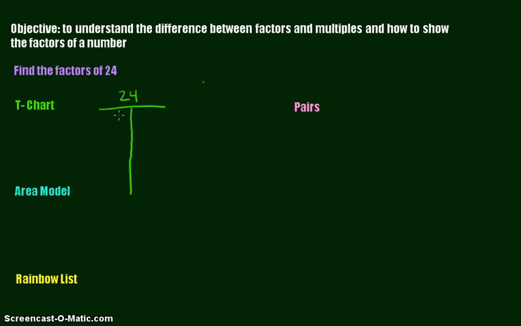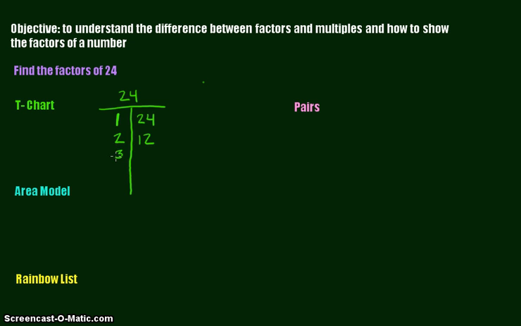Every number has at least the factor of 1 because you can always multiply a number by 1 to get that number. So on the left side you think, okay, 1 times what gives me 24? Well, I know 1 times 24 gives me 24. And then I'm going to think, okay, can the number 2 go into 24? Well, it ends in 4, so I think the number 2 can go into 24. 2 times 12, if I remember my multiplication tables, that's right. 2 times 12 gives me 24. What about 3?